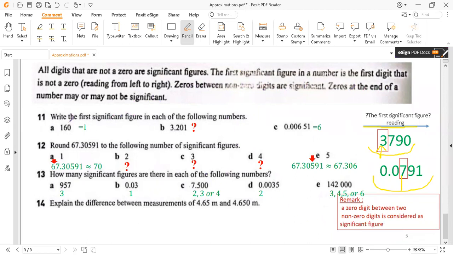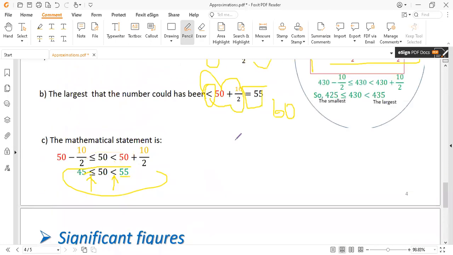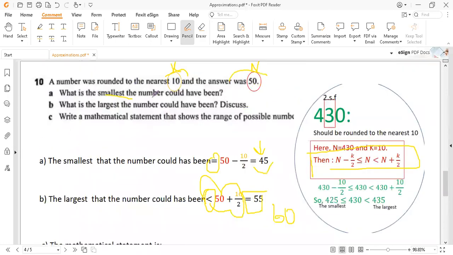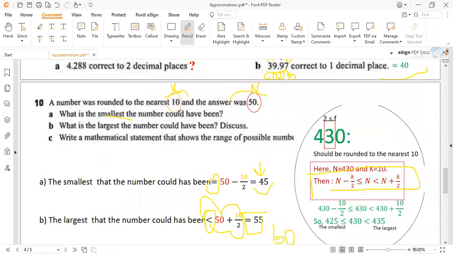So what we mean by that: write the first significant figure in each of the following numbers. We're reading from left to right. So 1, here is 3, here is 6. How do we round to a given number of significant figures, like we rounded in the previous slides?